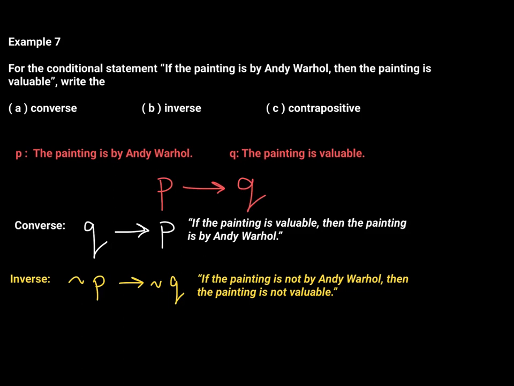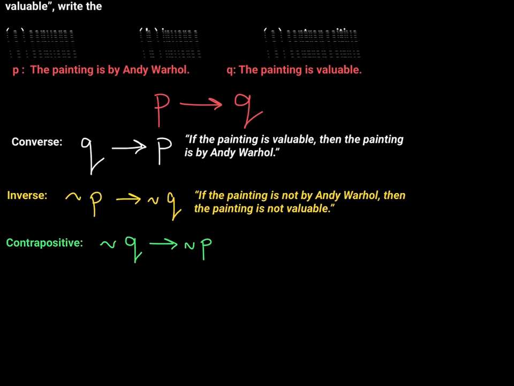All right, finally, the contrapositive. Remember, the contrapositive of if P then Q is going to have us switching the antecedent and the consequent, but also negating them as well. So the contrapositive would be if not Q, then not P. Let me move the board up a little bit here. All right, in words, if the painting is not valuable, then the painting is not by Andy Warhol. All right, that is really good work there.